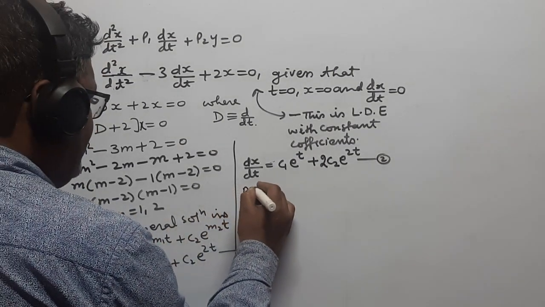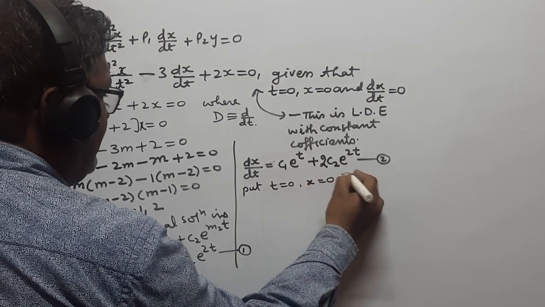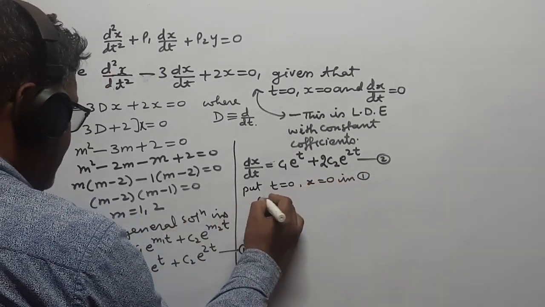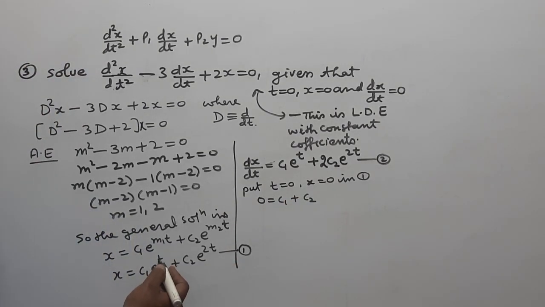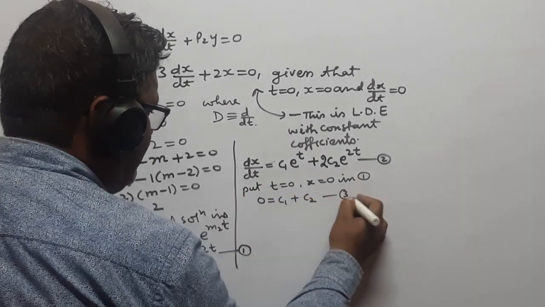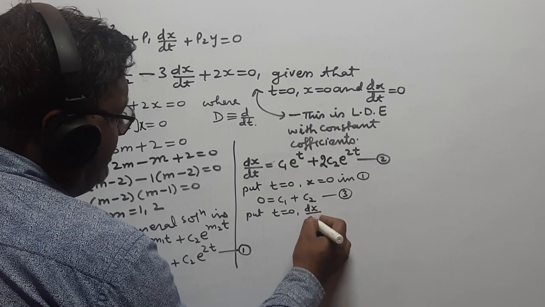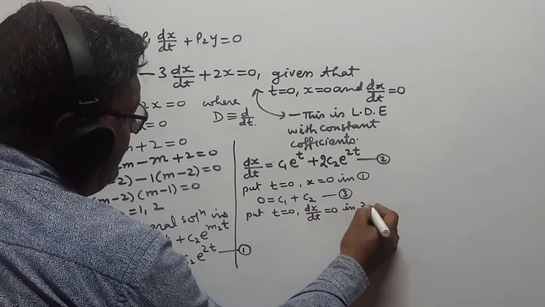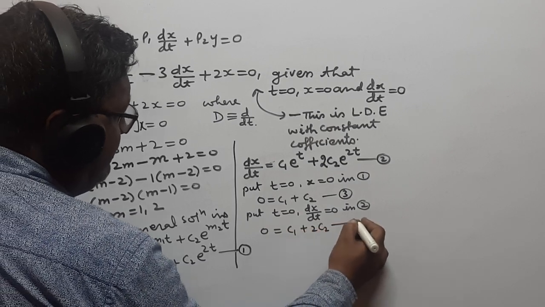So put t = 0, x = 0 in the first equation. We get 0 = c1 + c2, because e^0 is 1, e^(2·0) means e^0, which is equal to 1, and on the left hand side, x is 0. Suppose this is the third equation. Put t = 0 and dx/dt = 0 in the second. So we get 0 = c1 + 2c2.